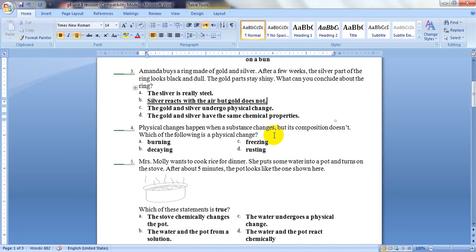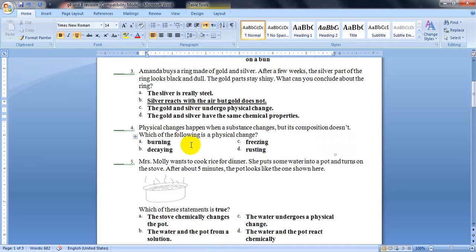Now, question number 4. Physical changes happen when a substance changes, but its composition doesn't. Which of the following is a physical change? Let's remember together what is a physical change. A physical change is a change that does not form a new substance. Which of these doesn't form a new substance? The original matter is still here.